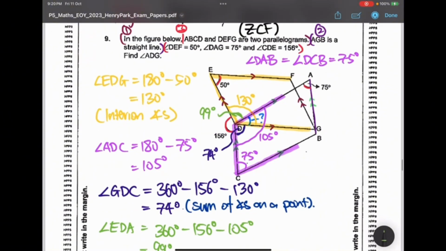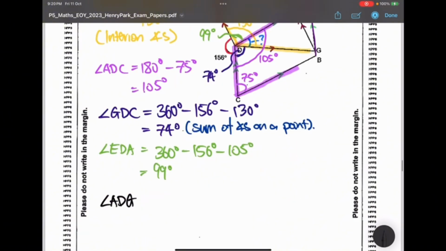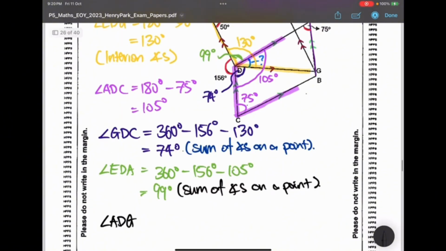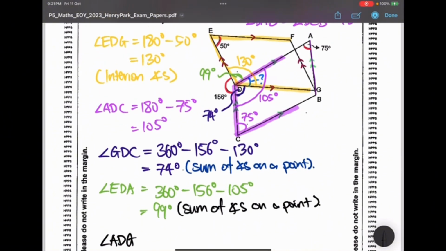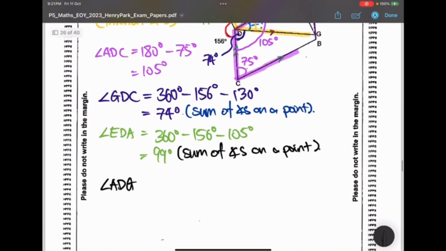So now let's look at the question. What does it say? It tells me to find angle ADG. Before I forget, I want to write the same reason for how I found this. We're moving back to angle ADG. How do I find that? Looking at this, now I can see that I know every angle at this point D except angle ADG. So, knowing that the sum of the angles on a point add up to 360 degrees, likewise, I can do the same thing that I've been doing.